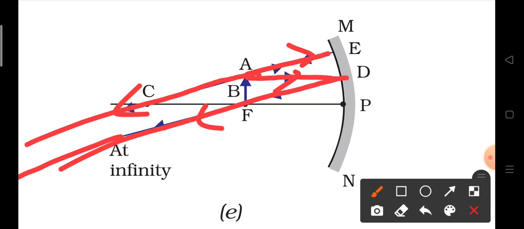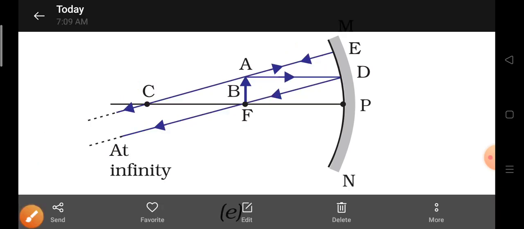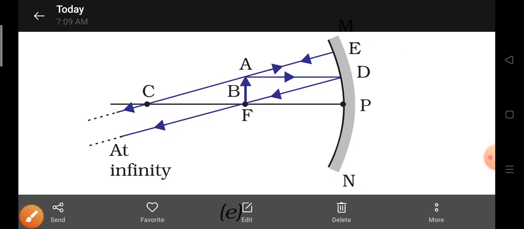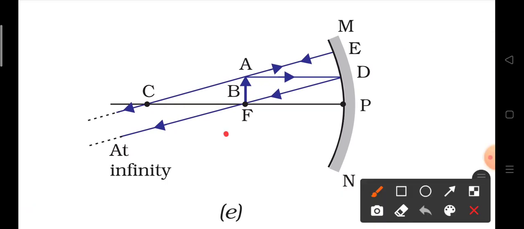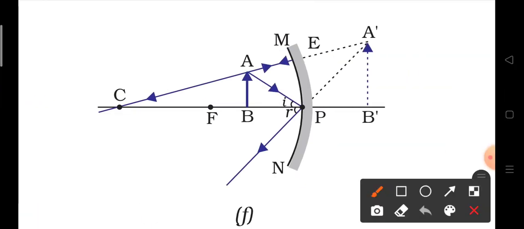Clear? So now we are moving towards this pattern again to see that when the object is placed at focus, the image is formed at infinity and the light rays will actually meet, so there it is real and inverted. Clear?